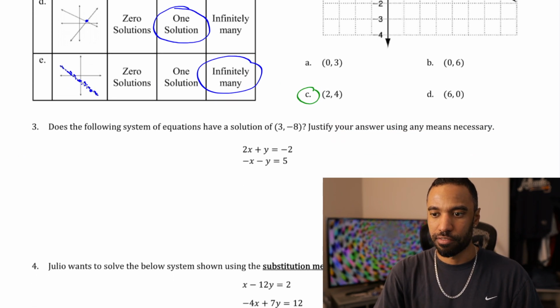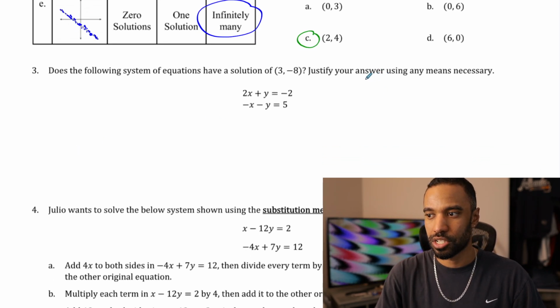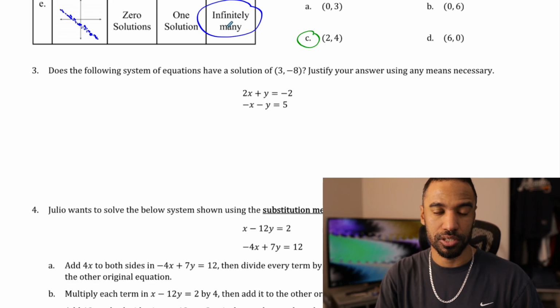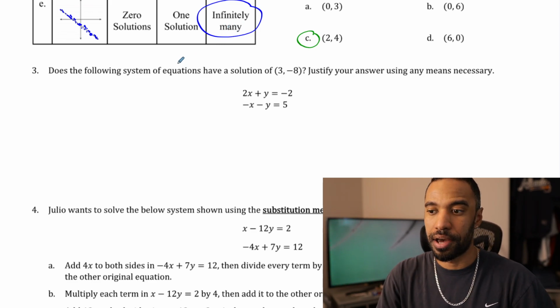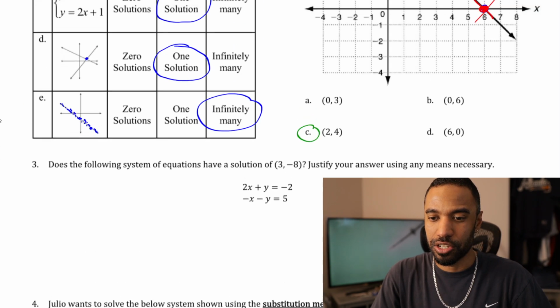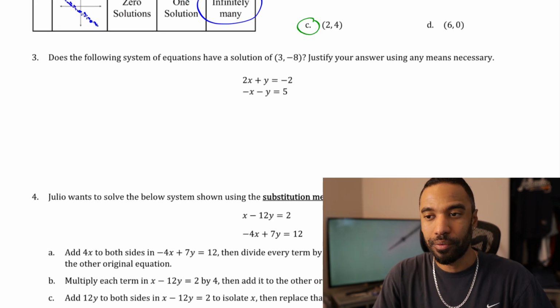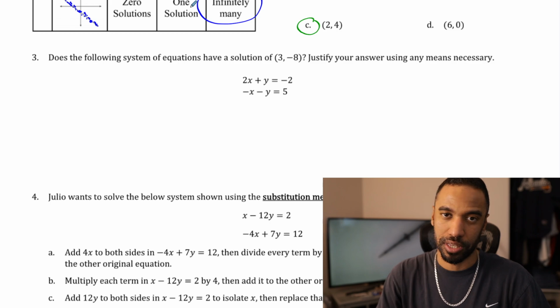Okay, number 3. Does the following system of equations have a solution of (3, -8)? Justify your answer using any means necessary. Well, there are several different means that we could be using. I'll show you every single step. No, it doesn't fit at -8. I'm not going to show you by graphing. Let me show you the way that you probably should be approaching this problem here.